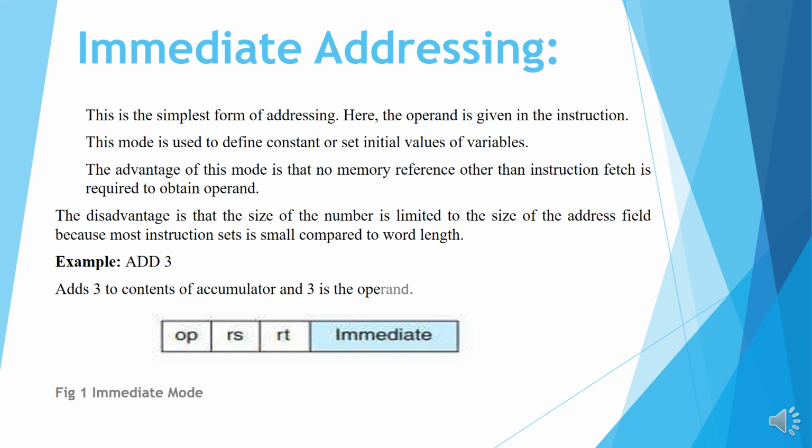For example, we are giving ADD 3. This is the immediate addressing one. ADD 3 adds to the content of the accumulator, where ADD is the operation and 3 is the operand. Here we are giving immediate addressing.